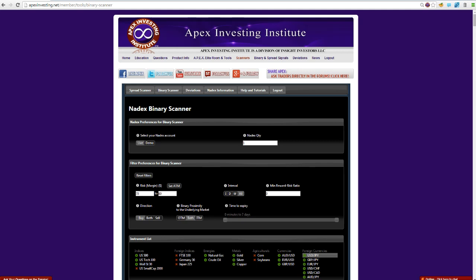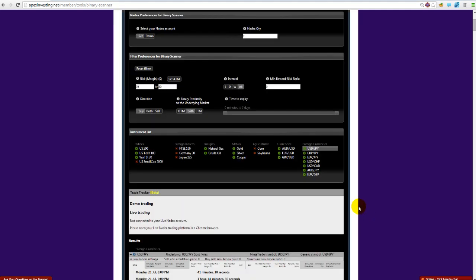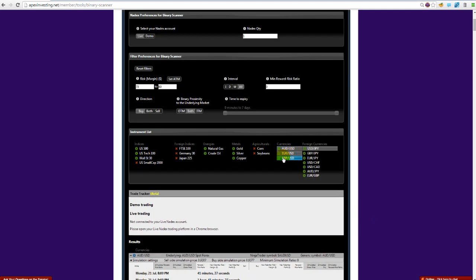All right, there we go. Forex pairs. Yeah, supermarkets. Euro dollar, dollar yen, Aussie dollar. There you go. Right now you've got Aussie dollar, Euro dollar, pound dollar, US yen, and Euro yen. Those are your 5 pairs.